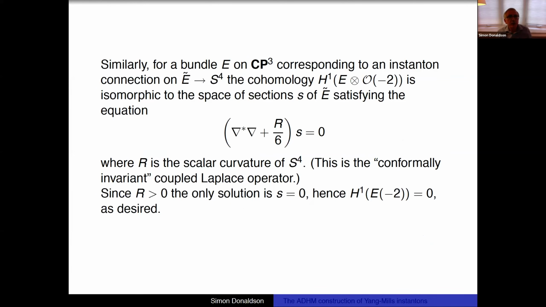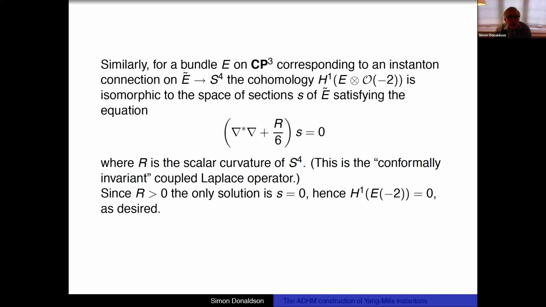So in the same way, going back to the situation of our bundle E on CP3, corresponding to an instanton connection on E tilde over the four-sphere, this cohomology group of interest, the H1 of E(-2), can be identified with the space of sections of E tilde which satisfy an equation. The equation is a variant of the Laplace equation, the case we were discussing before.